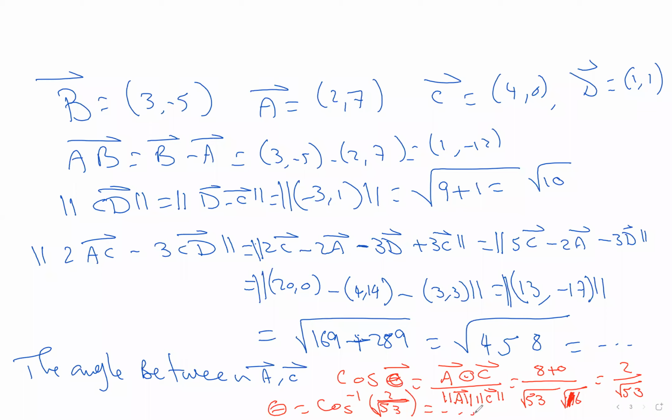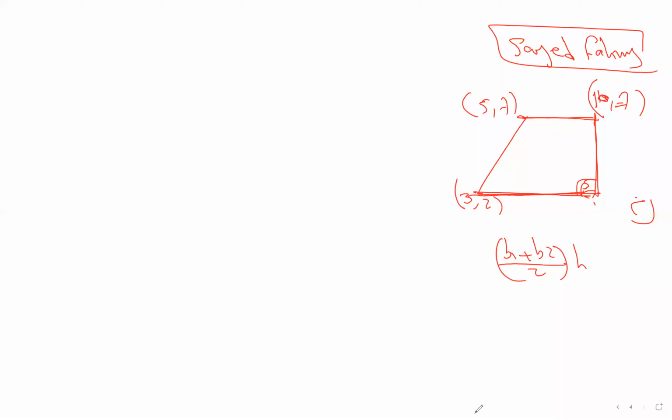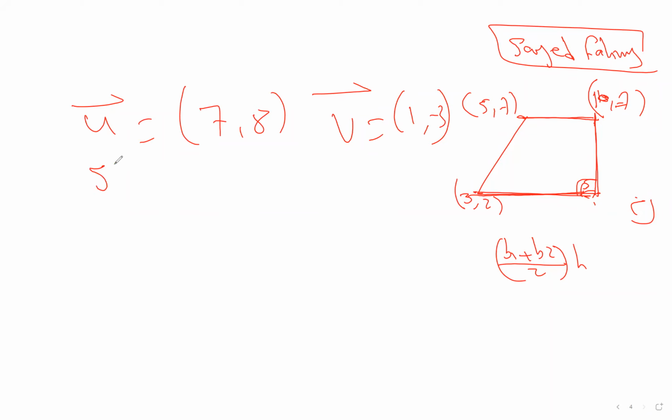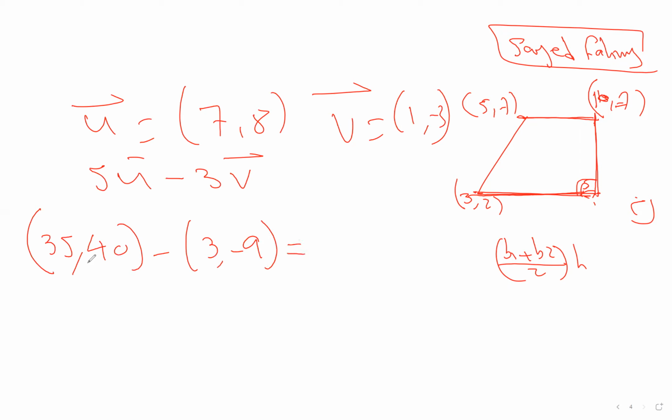Okay. Have you got it? Yes, Mister. Let's say U equals 7 and 8, and vector V equals 1 and negative 3, and I want 5U minus 3V in fundamental unit vectors. First 5 times 7 is 35, and 5 times 8 is 40, minus 3V, which is 3 and negative 9, and subtract them. 35 minus 3 is 32, and 40 plus 9 is 49.